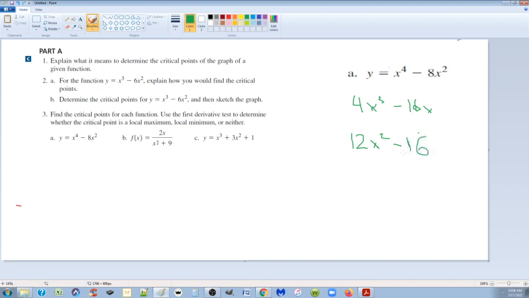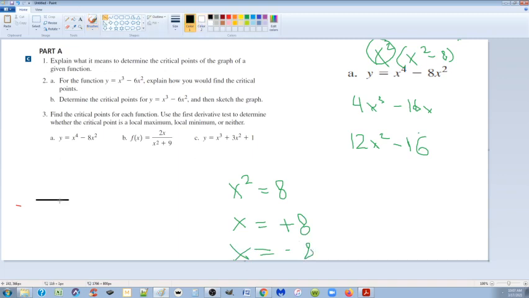The other thing I should notice is that I can take an x squared out of both terms and be left with x squared minus 8. That means this has a turning point at 0, 0, and it has a turning point when x squared is equal to positive 8. When I take the square root of that, x is equal to positive square root of 8 and x is equal to negative square root of 8.